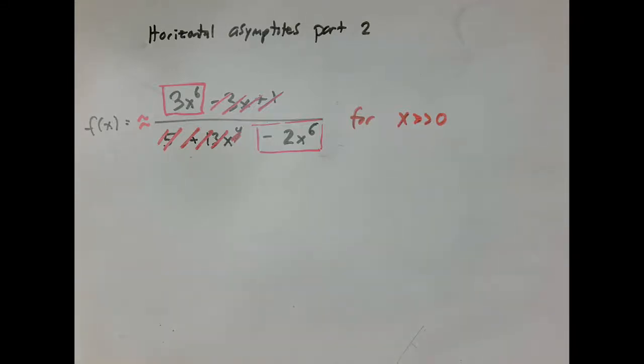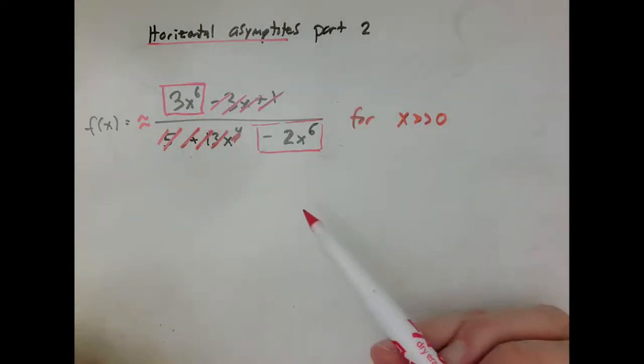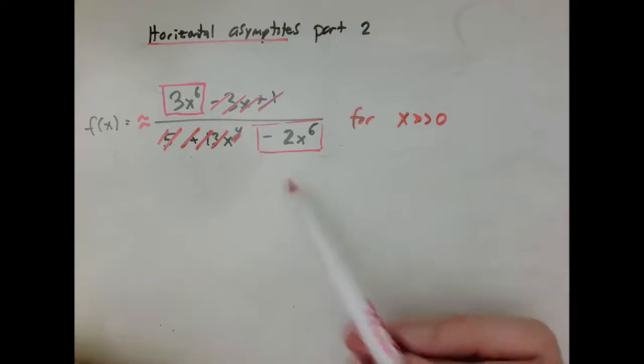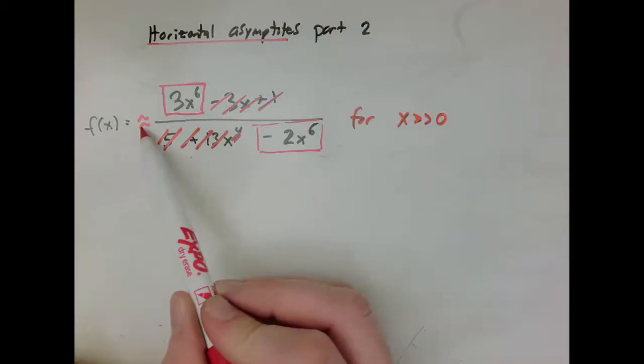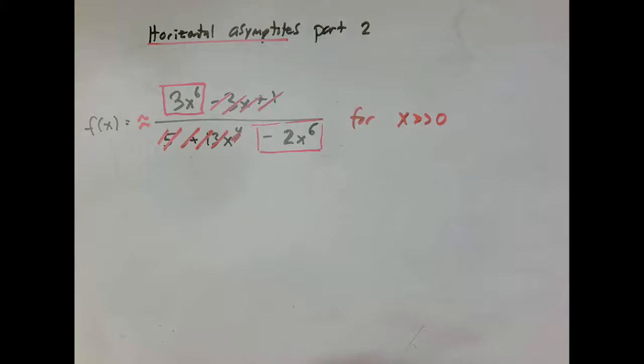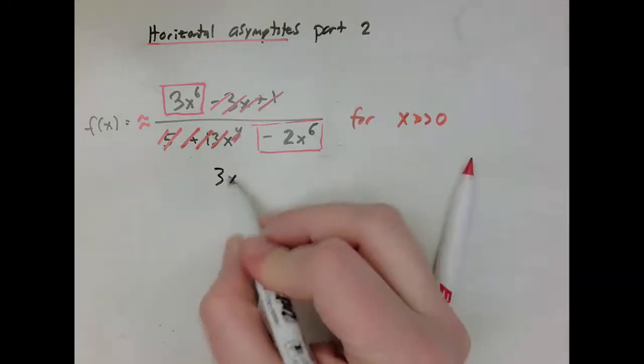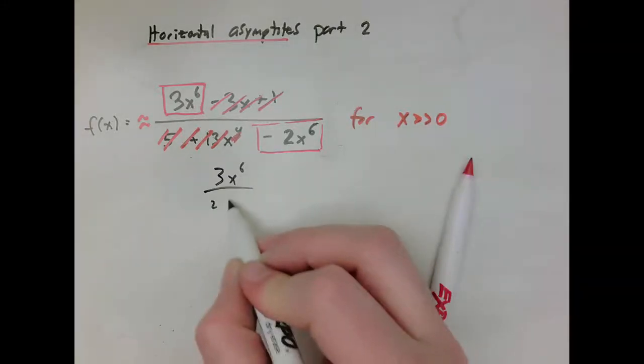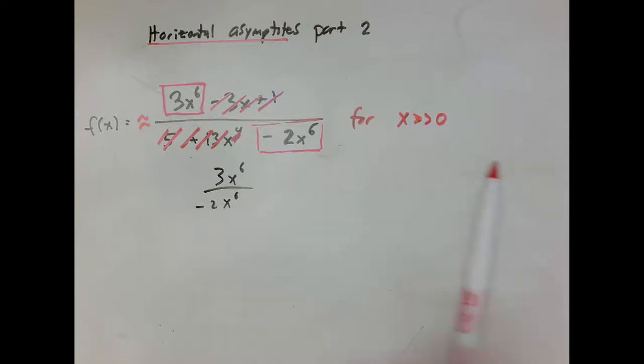Okay, so how does this help us? Remember, we're trying to find the horizontal asymptote. The horizontal asymptote is what the y values are doing when x gets really big. And we've said that the y values are approximately equal to 3x to the sixth divided by -2x to the sixth, but only when x is really big.